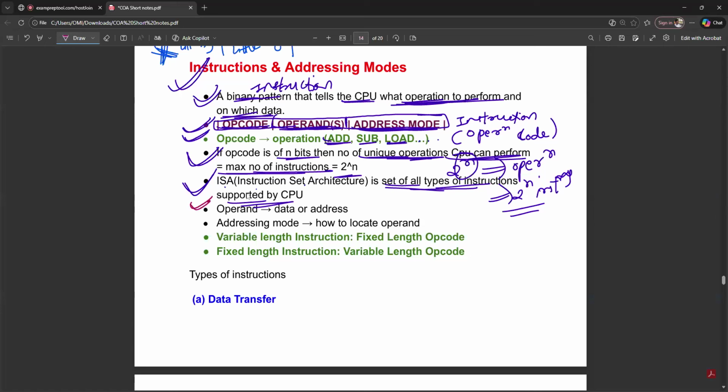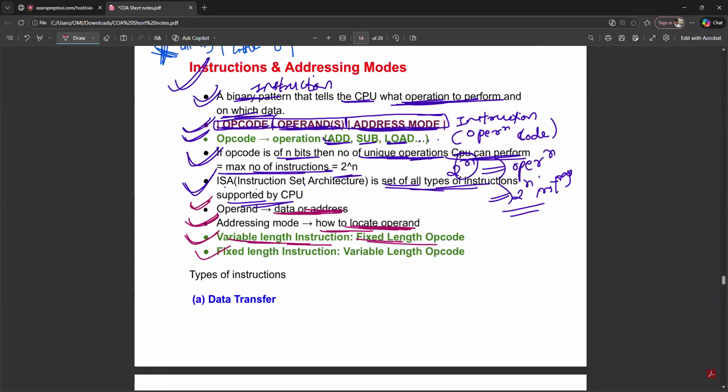What is the operand? Operand is data or address. Either it is data or it is an address. And what is the addressing mode? How to locate the operand? So if you have variable length instruction, then fixed length opcode. If you have fixed length instruction, then variable length opcode.